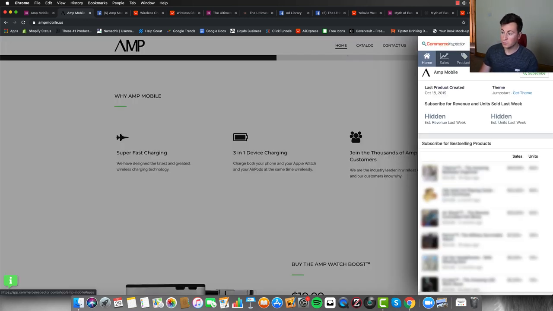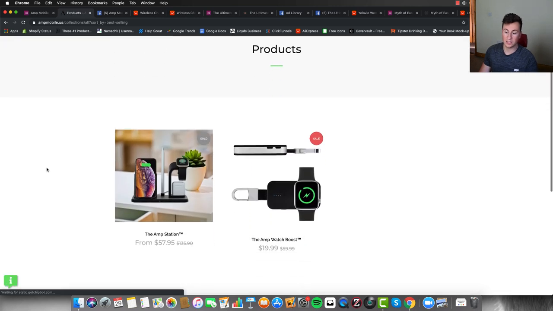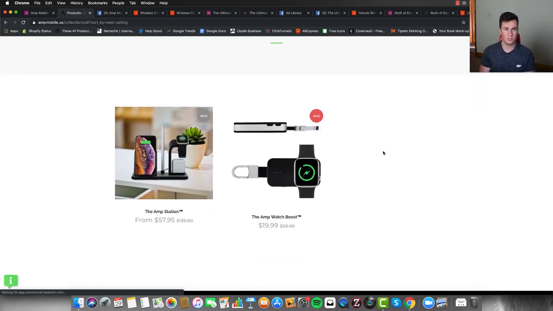So if we just use Commerce Inspector to go straight to the best selling, you can see these guys only sell two different products and they're able to produce some pretty awesome results. As you can see as well, both of these products are focused on Apple customers, they're for Apple products. And I particularly like this Amp Watch Boost product here, to be honest. I've never seen it before. If you've got an iWatch, you'll know that the watch doesn't last very long battery-wise, and then the charger, the cable's like half a mile long, so to wrap it up and take it with you is quite an ordeal.